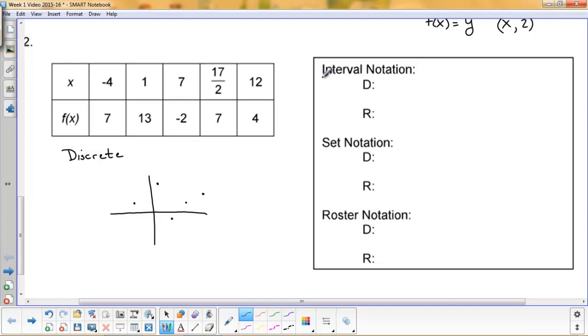Now, interval is a very important term when you're dealing with discrete functions. When you have dots on a graph, you have points, singular points in space. Interval notation requires that there is some sort of distance between those points in order to define it. Therefore, discrete functions are impossible to write in interval notation.